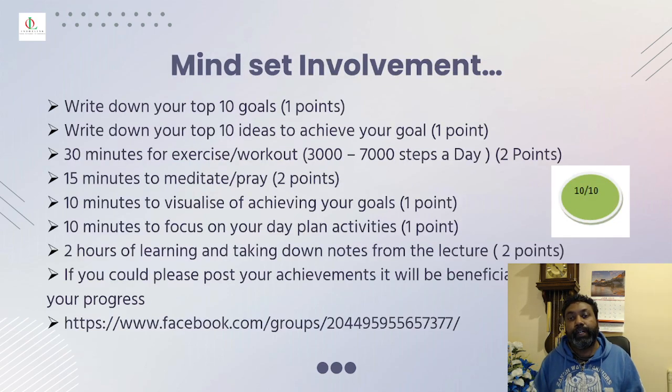And please don't forget your involvement. This is for everyone to catch up and motivate each other. Write your top 10 goals and your top 10 ideas to achieve those goals. Please spend at least 30 minutes on exercise, which will get you 2 points. Spend 15 minutes to meditate and pray, 10 minutes to visualize achieving the goals, and 10 minutes on your daily plan activities for the rest of the day, for tomorrow and the day after. And 2 hours of learning gets 2 points.